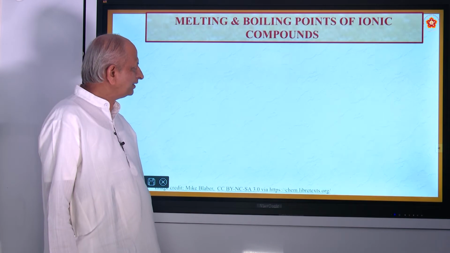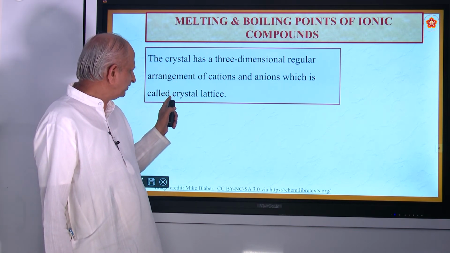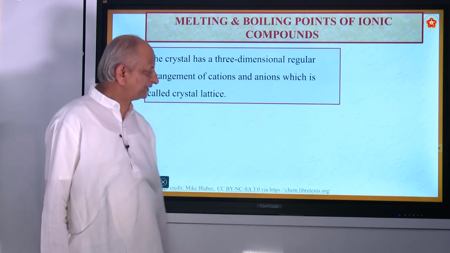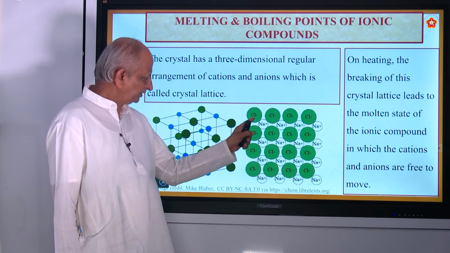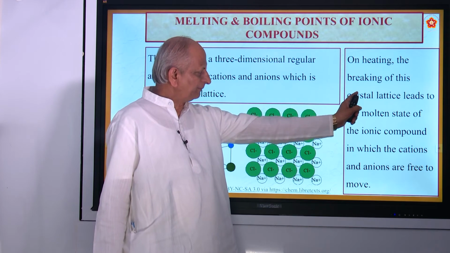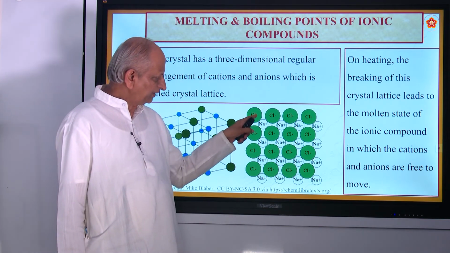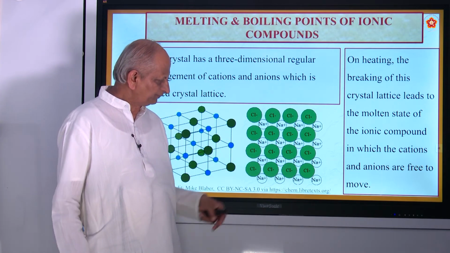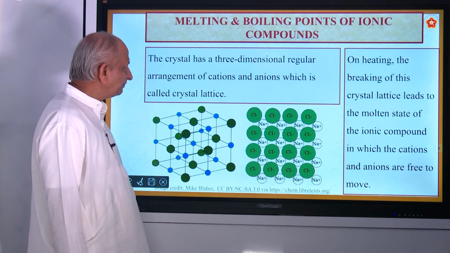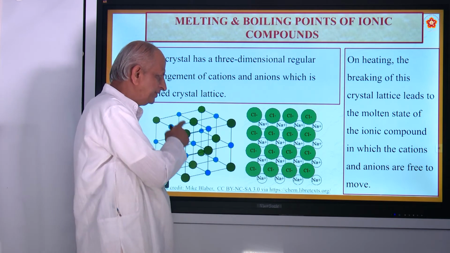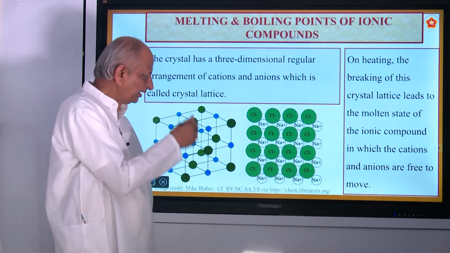Okay. And the crystal has a three-dimensional regular arrangement of cations and anions, which is called crystal lattice. Just now I showed you in the previous slide. Sodium chloride, for example, is a crystal. Here Na plus means sodium ions, Cl minus means chloride ions. So on heating, what happens? Breaking of this crystal lattice leads to molten state of the ionic compound. So the force of attraction between the two ions becomes loose, and then it starts melting, and that is what is called melting point. So this is what is called lattice formation. And here every sodium ion is surrounded by six chloride ions, like that.